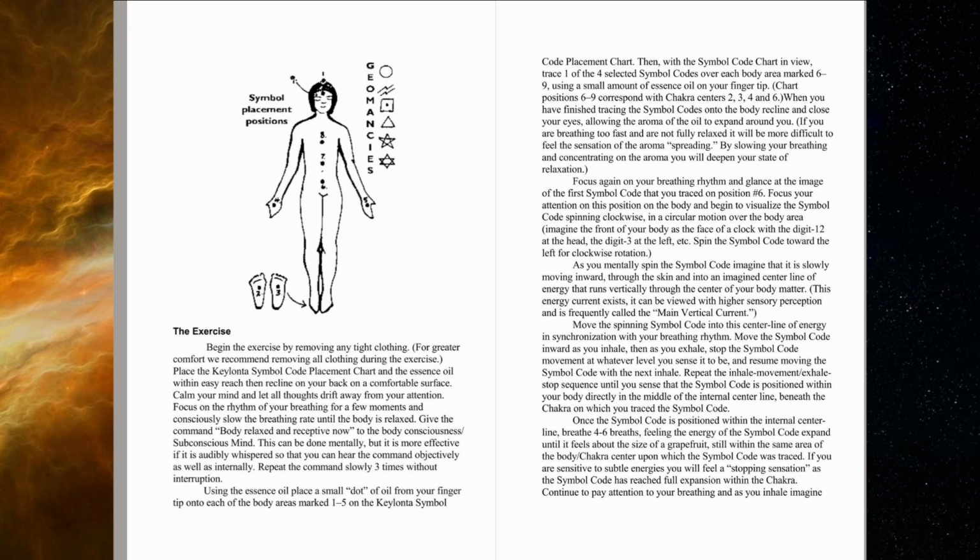Using the essence oil, place a small dot of oil from your fingertip onto each of the body areas marked 1 through 5 on the Keylonta symbol code placement chart. Then, with the symbol code chart in view, trace one of the 4 selected symbol codes over each body area marked 6 through 9, using a small amount of the essence oil on your fingertip. Chart positions 6 through 9 correspond with chakra centers 2, 3, 4, and 6. When you have finished tracing the symbol codes onto the body, recline and close your eyes, allowing the aroma of the oil to expand around you.